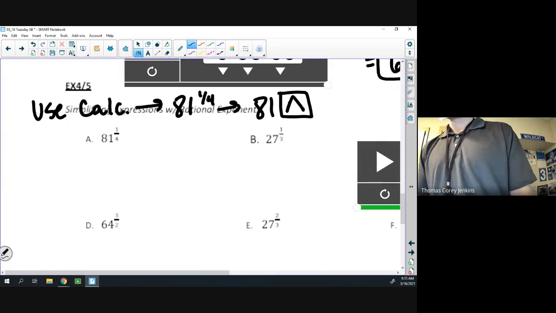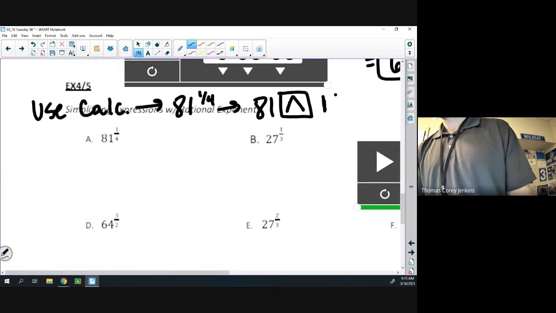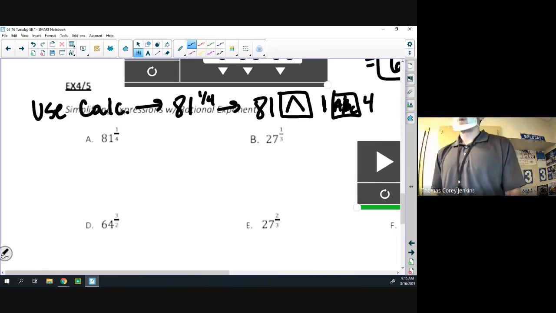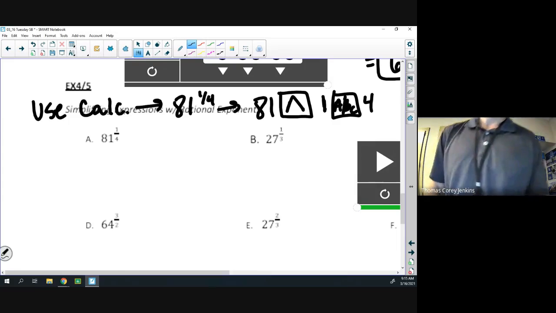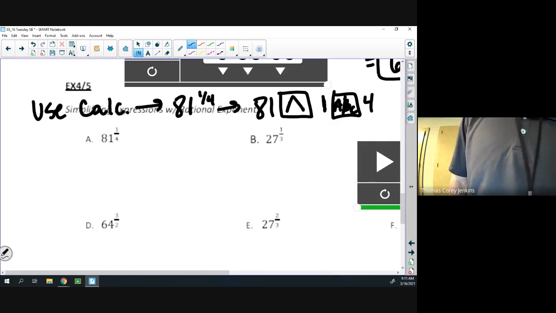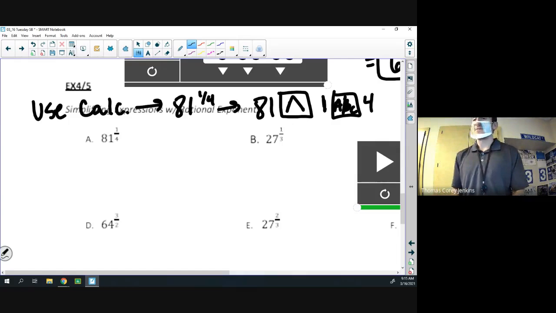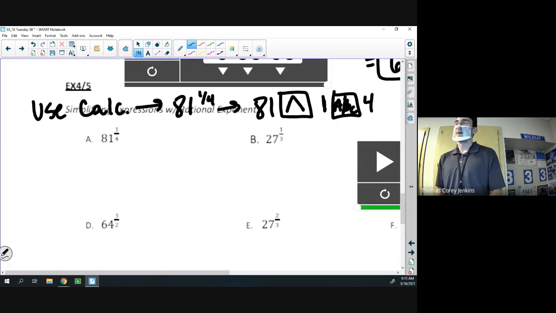What I might do to save a little bit of time is type 0.25 there, but then that wouldn't work for the 1/3. So in your calculator, just 81, caret key, 1 ABC 4. And the caret key is right below the pi button, on the left-hand side of the TI-30. All right, so 81 to the 1/4.